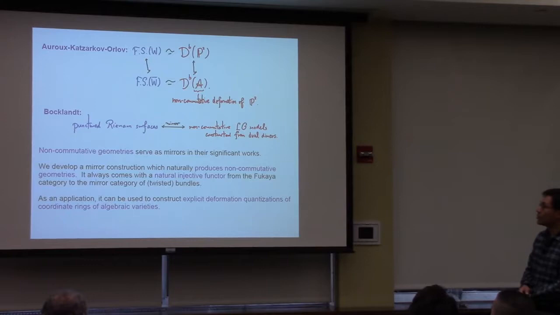And we are developing a mirror construction which naturally produces non-commutative geometries. Our construction naturally comes with an injective functor from the Fukaya category to the mirror category of this bundle, basically matrix factorizations here. And this construction also gives an interesting application to construct explicit deformation quantizations, which is also a topic taught by Professor Soibelman.